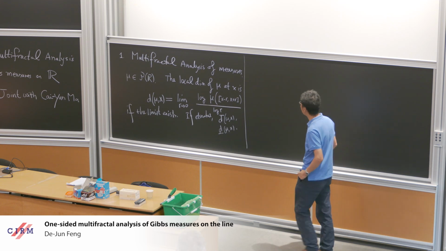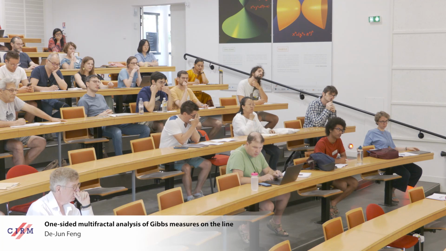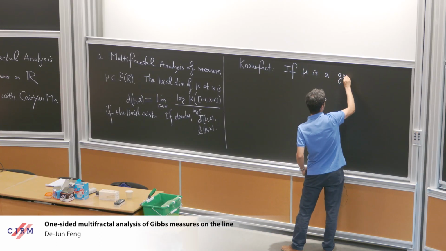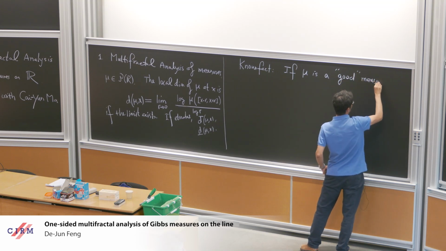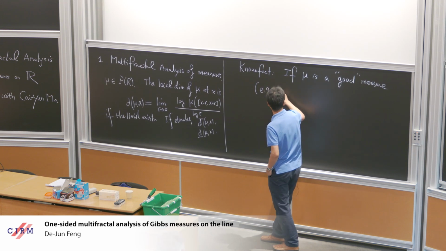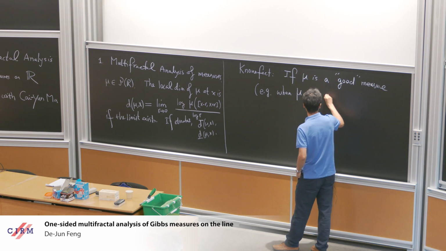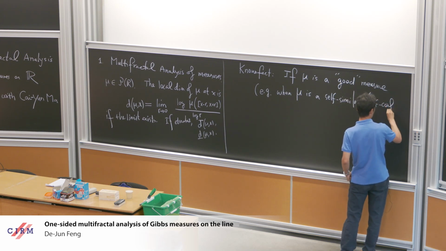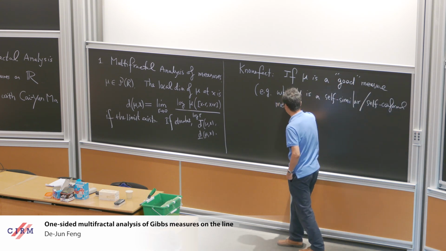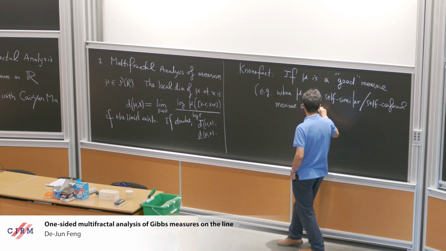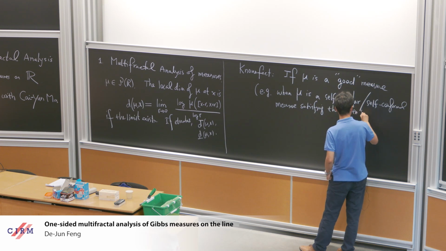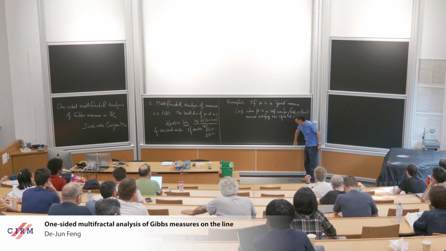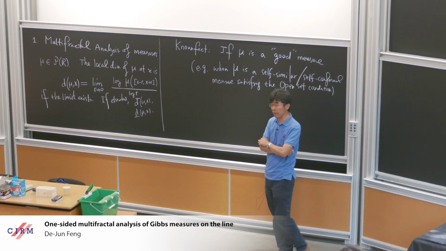There is a well-known fact that if mu is a good measure in some sense, for instance, if mu is a self-similar measure or self-affine measure or self-conformal measure, satisfying the so-called open set condition, in that case, mu will satisfy the so-called multifractal formalism.